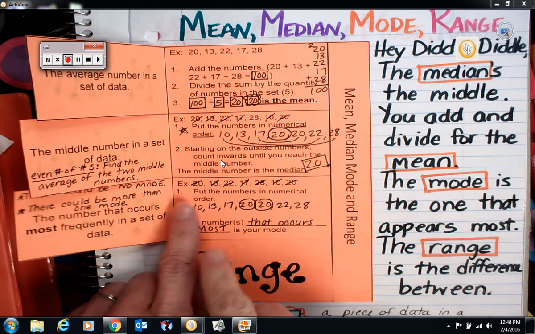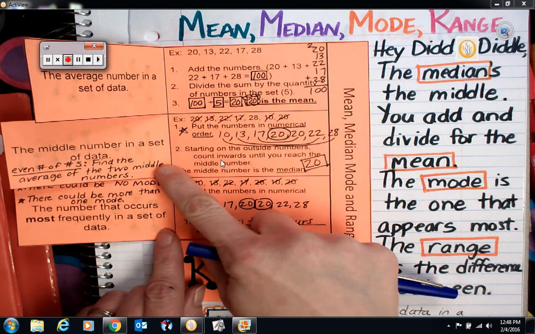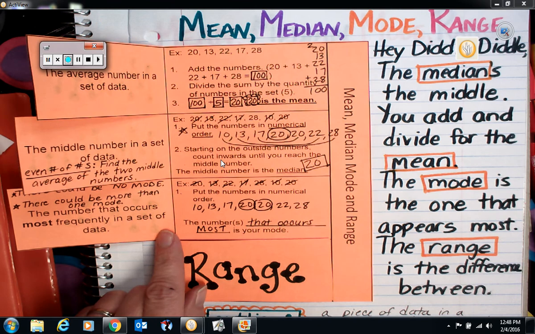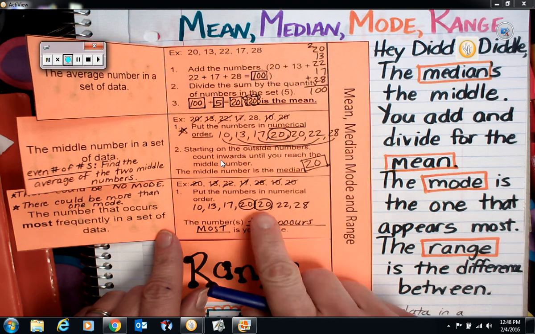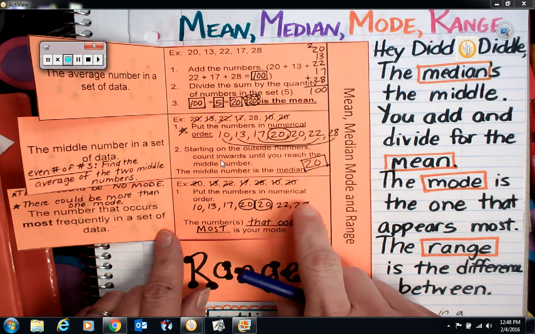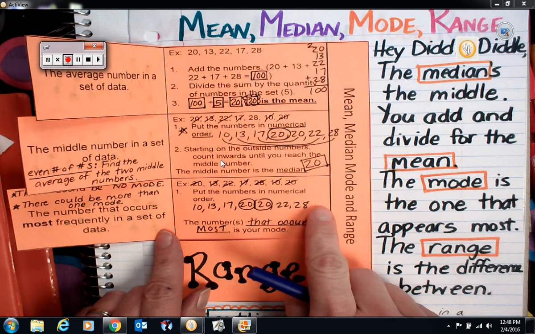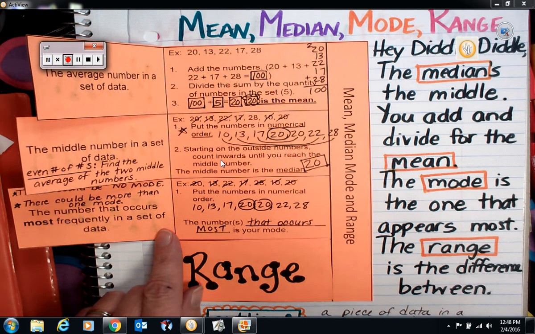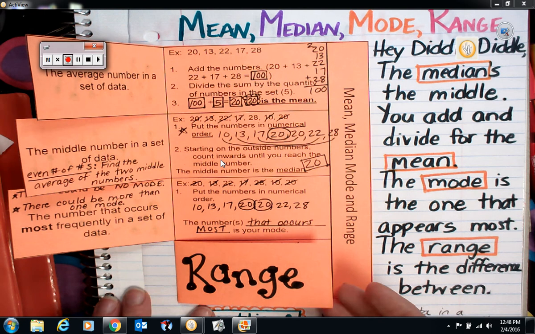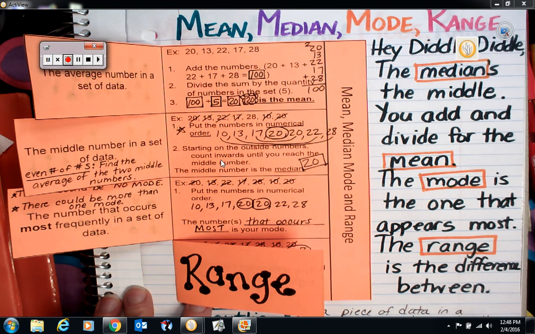It's important to note that there could be no mode in a set of numbers if nothing appears more than once, or if everything appears twice and nothing appears more than any other number in the set. There could also be more than one mode. If I had 20, 20, and then another 28 on this side, I would have 20, 20, 28, 28. That would be 2 modes, if something occurs more than once but occurs the same number of times as something else. The number that occurs the most often is the mode.